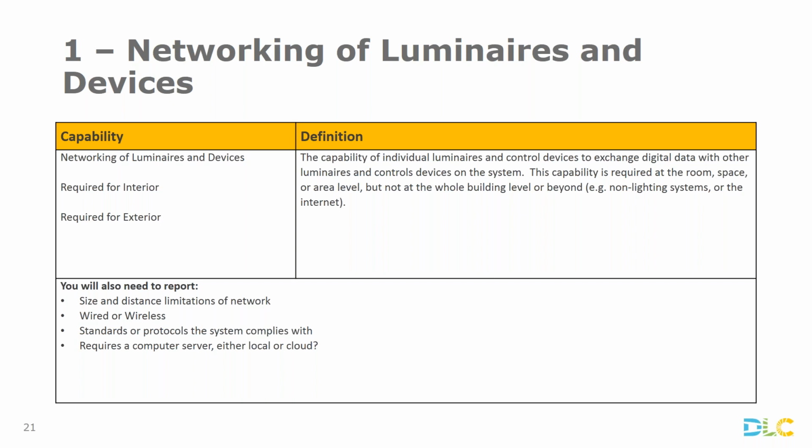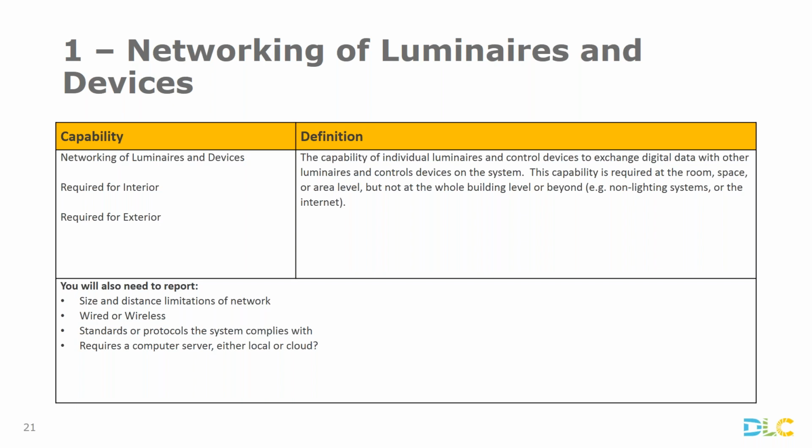This does not mean your system must be able to connect to the internet. A lot of times when people think of a network system, this is what they think of, but that's not what we mean here. What we're talking about here is networking between the luminaires and between the control devices, so that they're able to exchange digital data with other luminaires and devices on the system. This is a core requirement that really enables advanced controls.